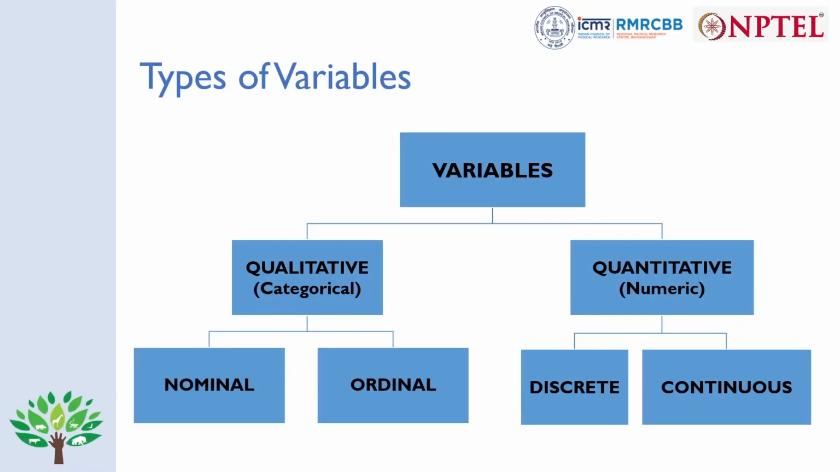But a continuous variable is, suppose, age. My age is 23.5 years. Suppose my height is 178.5 centimeters. We have to measure it, so these are continuous variables. If I summarize this, variables are of two types: one is the qualitative variable, another is the quantitative variable. The qualitative variable can be a nominal variable or an ordinal variable, and the quantitative variable can be a discrete variable or a continuous variable.